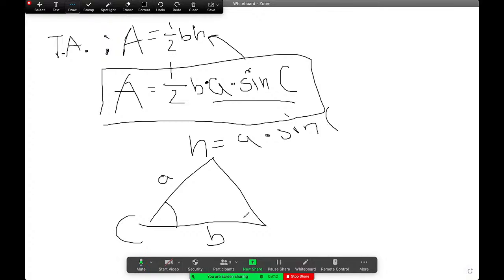And you could use Heron's formula if you had all three sides. But this is way easier than that, way easier to remember. So yeah, that's basically how you do it. And that's pretty much everything we learned so far.